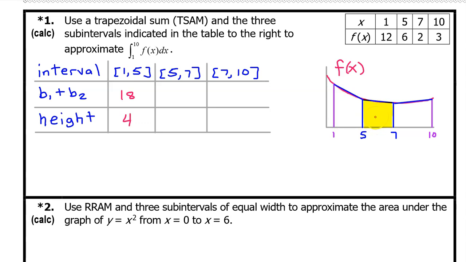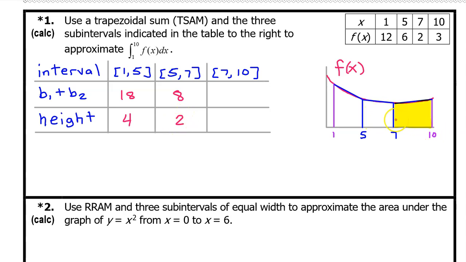Focus on the middle trapezoid. Base 1 will be the value of the function at 5, which is 6. Base 2 will be the value of the function at 7, which is 2. So base 1 plus base 2 is 8. The height of the trapezoid is the width of this interval, the distance between the bases. 7 minus 5 is 2.